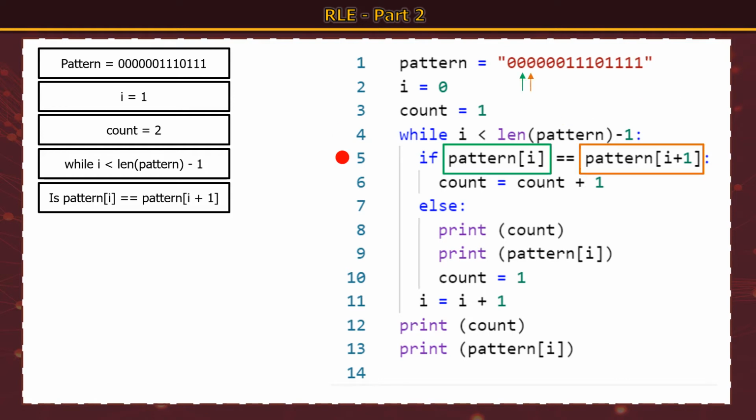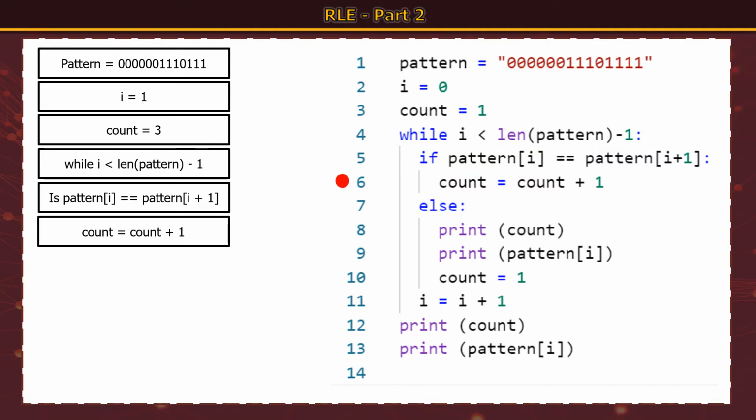So we come down to line 5, if pattern I is equal to pattern I plus 1. So we're looking here at index 1 and index 2, because pattern I plus 1 would give us 2. So the arrows at the top are representing this. Well, is 0 equal to 0? Well, that's true. So count equals count plus 1. We would then come down to line 11, and I equals I plus 1.